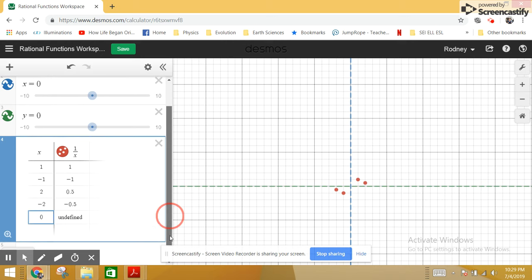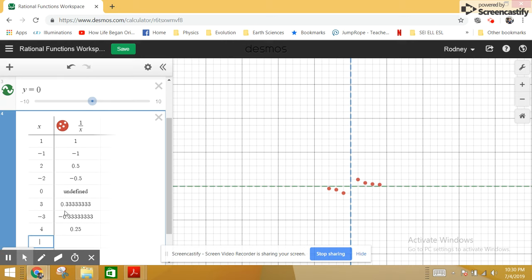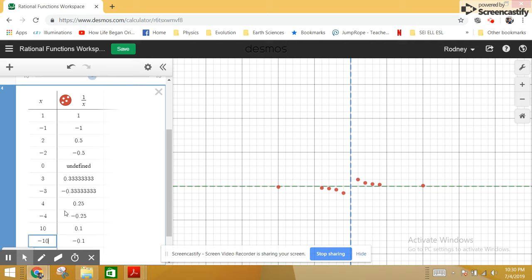And I'll scroll down just a little bit more. And let's put in 3. Okay, 3 is 1/3. -3 is -1/3. 4, -4. How about 10? 10 is 1/10. -10 is -1/10. And so on. As you can see, as x gets bigger in either direction, the function tries to get closer and closer and closer to the x-axis. But what about going closer to 0?